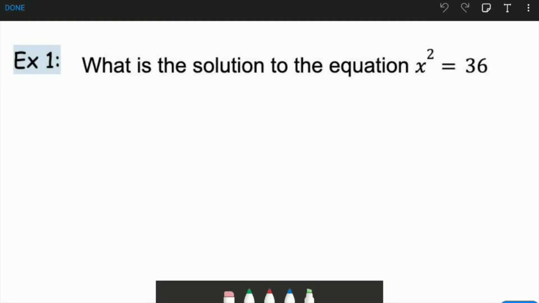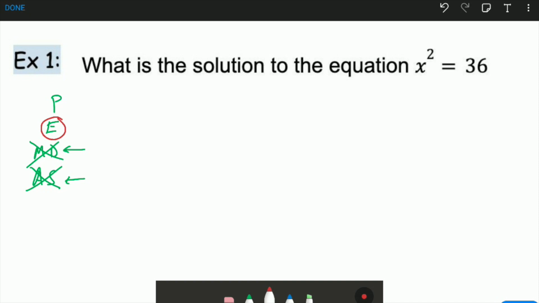In this example, we're asked what is the solution to the equation x squared equals 36? Well, normally when you solve equations, one of the most common ways is to do reverse order of operations. Getting rid of addition and subtraction first, which this equation doesn't have any. Then getting rid of multiplication and division. Again, this equation doesn't have any, just a general process here. And then getting rid of exponents, which is the stage we're at right now.